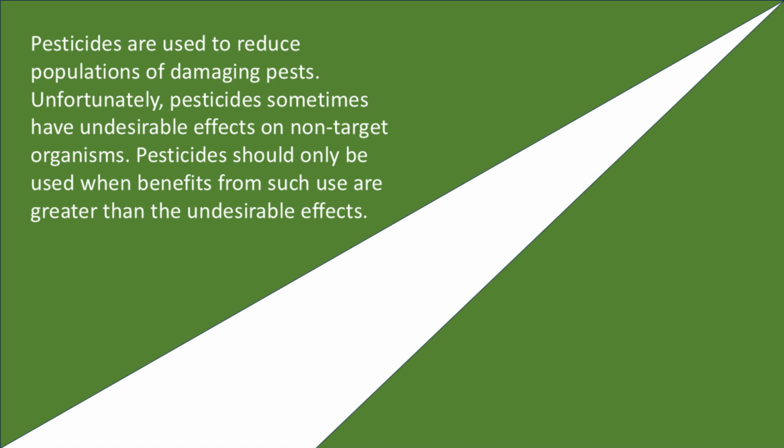Pesticides. Pesticides are used to reduce populations of damaging pests. Unfortunately, pesticides sometimes have undesirable effects on non-target organisms. Pesticides should only be used when benefits from such use are greater than the undesirable effects.